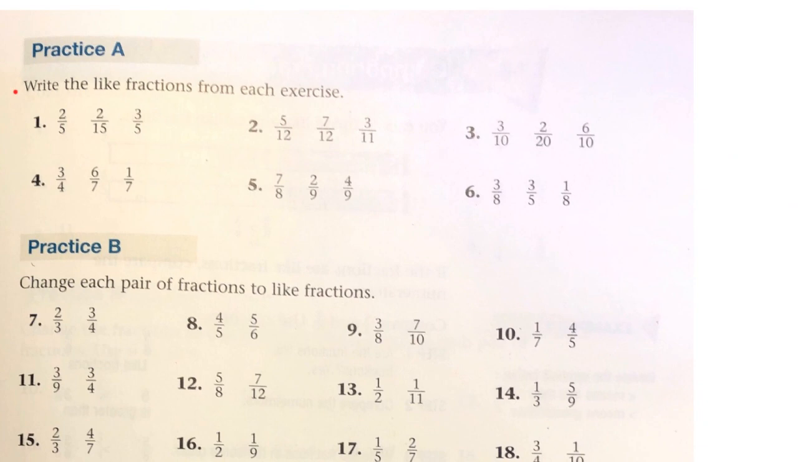So practice A, write the like fractions from each exercise. Since I'm working on the computer, I'm going to highlight the ones that are the same. So we want to highlight the fractions that are like fractions, they have the same denominator. So for number 1, 2/5 and 3/5 have the same denominator. For number 2, 5/12 and 7/12 have the same denominator. And number 3, 3/10 and 6/10.